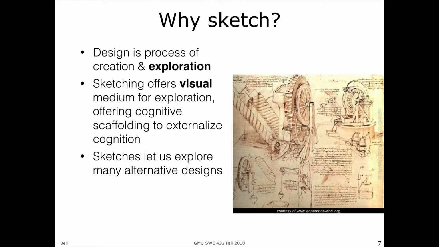So we can think about designs in our head as much as we like, but it's difficult to actually completely understand what the implications might be, what the pros and cons might be of one design over another until we get things down on paper. So this cognitive scaffolding is like taking the thoughts in our brain, that cognition, and using some external thing like paper to help remember those things and visualize them. And sketches allow us to explore many alternative designs cheaply.